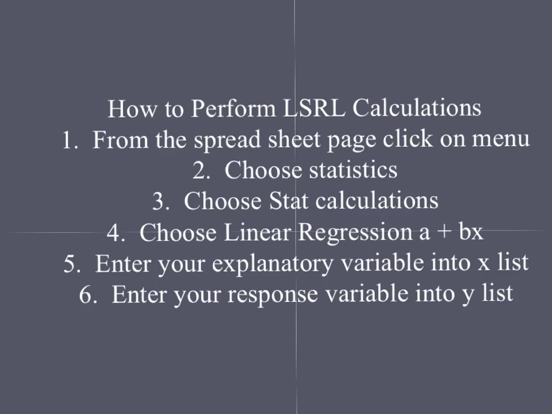Okay, you will also be asked to perform least squares regression line calculations, such as finding the correlation and the coefficient of determination. How do we do this? Well, from the spreadsheet, we'll click on Menu, and then we'll choose Statistics, then Stat Calculations, and then Linear Regression in the form of a plus bx. From here, a list will pop up, and you will put your explanatory variable into the X list, and then your response variable into the Y list, and then tab down to OK.